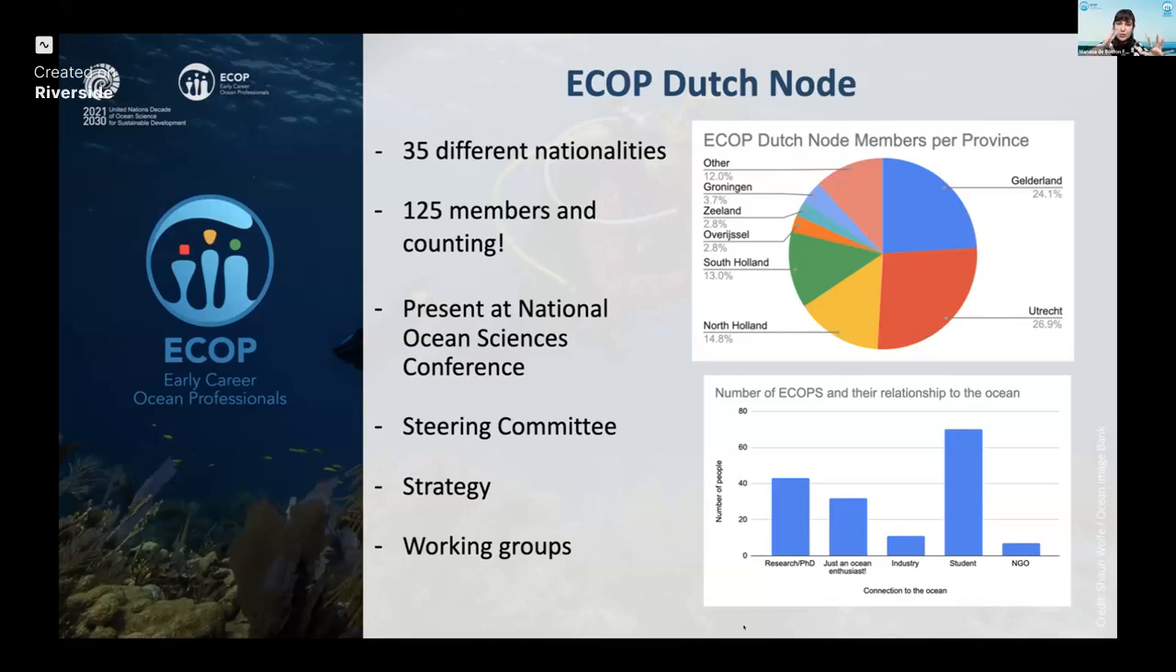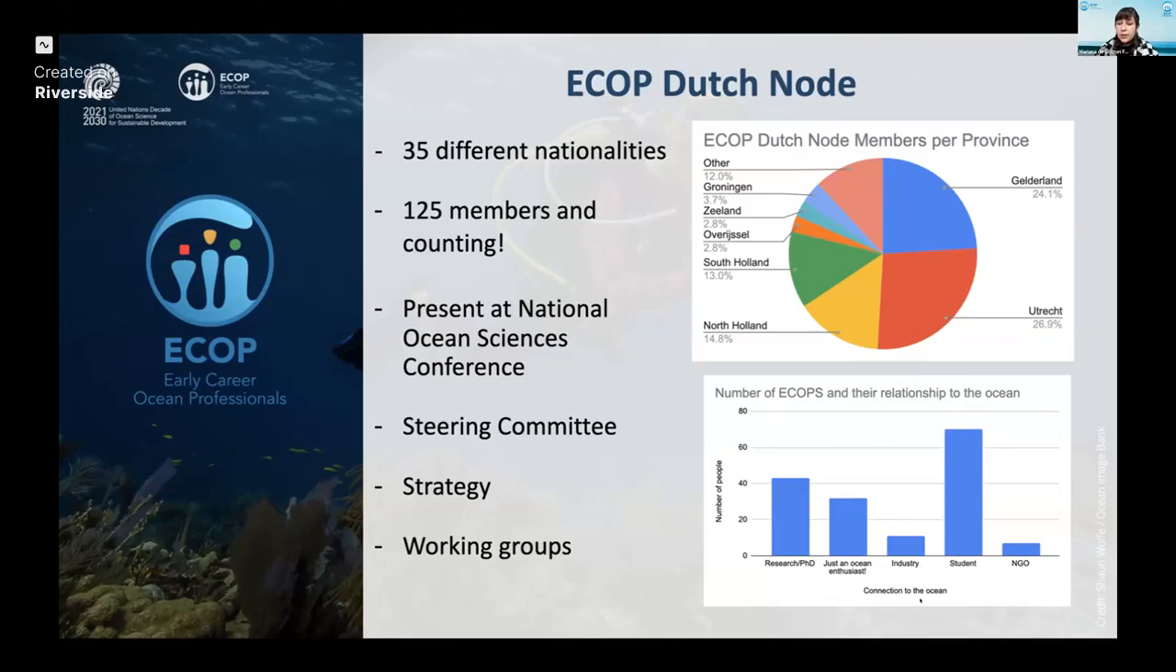So Utrecht is pretty much the middle of the country. That's where the majority of our members are located. Then we have Gelderland, where we have Wageningen University. That's one of the big hubs for marine science in the Netherlands as well. After that, we have North Holland, that is where Amsterdam is located. And after that, we pretty much have South Holland, where Den Haag, Delft, Rotterdam is located. So as you can see, we really have a good variety of members all over the country.